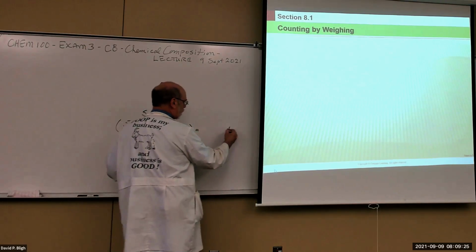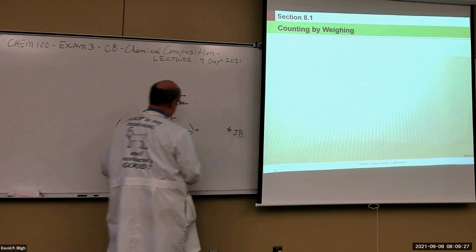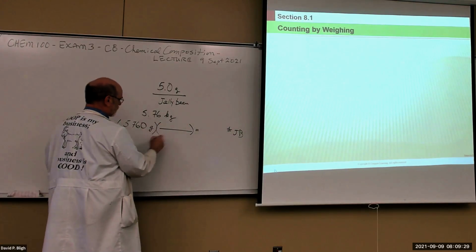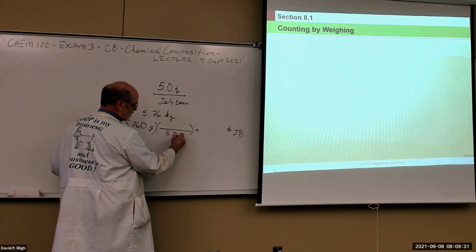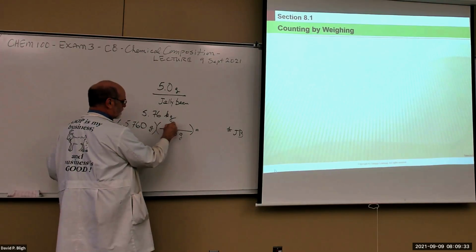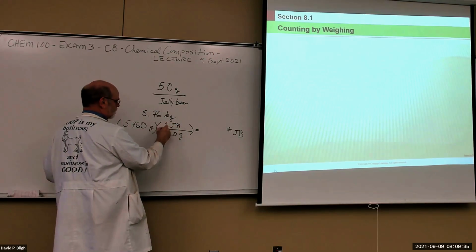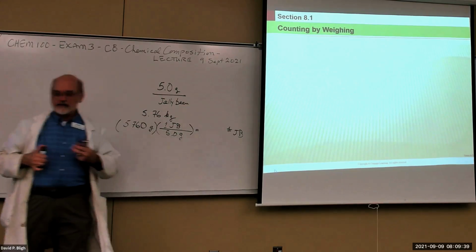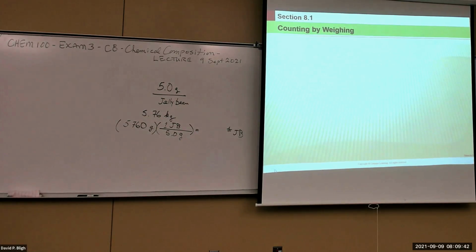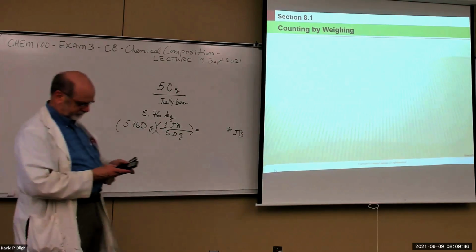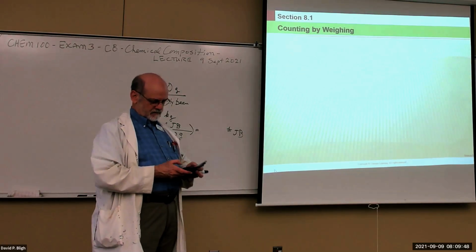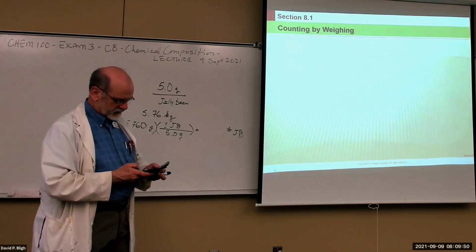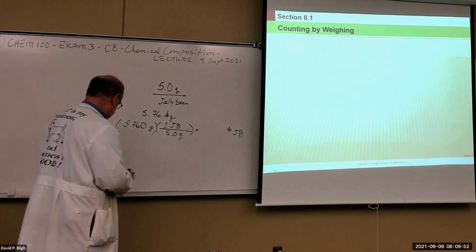Now we're going to convert that to numbers of jelly beans. So we need our conversion factor. That's on the bottom. And that's on the top. So divide this value, 5760, divided by 5. And I get 1,152.